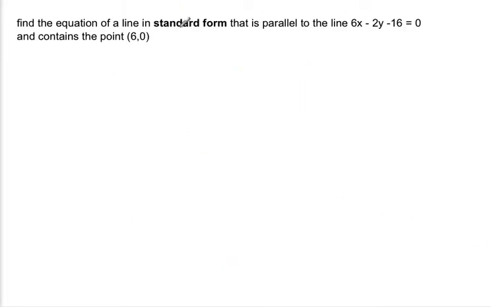Let's turn off these. Let's go back to our solutions. So back to the notebook. We'll do one more, and we'll do this one with a little more confidence. Okay, find the equation of a line in standard form that is parallel to the line 6x minus 2y minus 16 equals 0, and it goes through the point (6, 0).